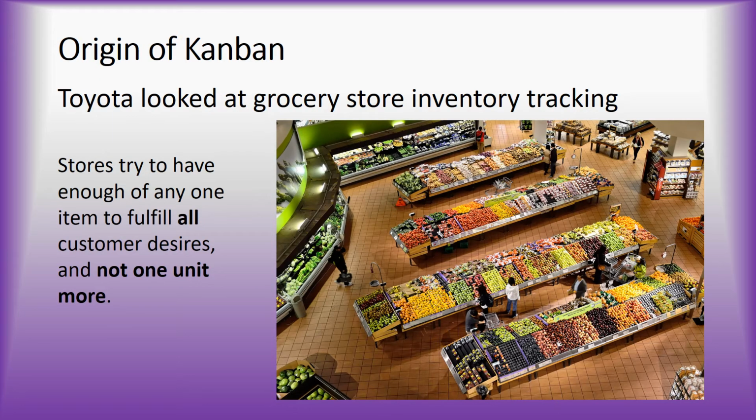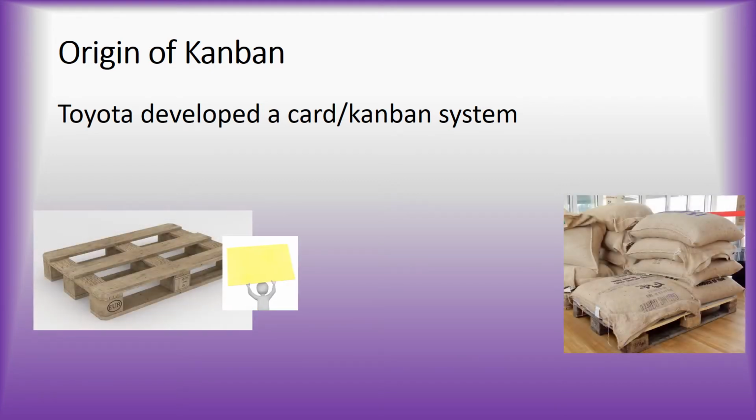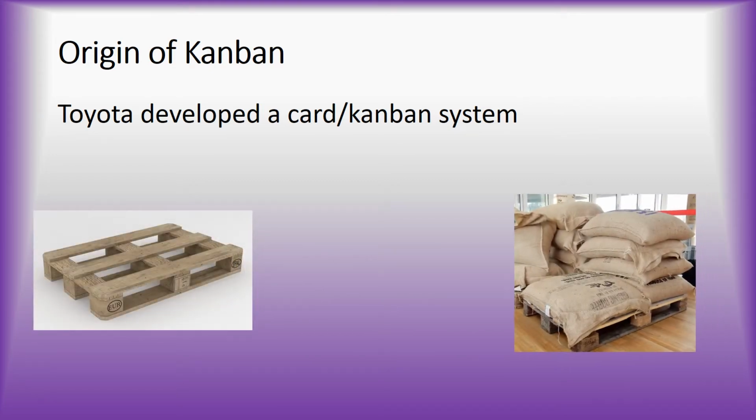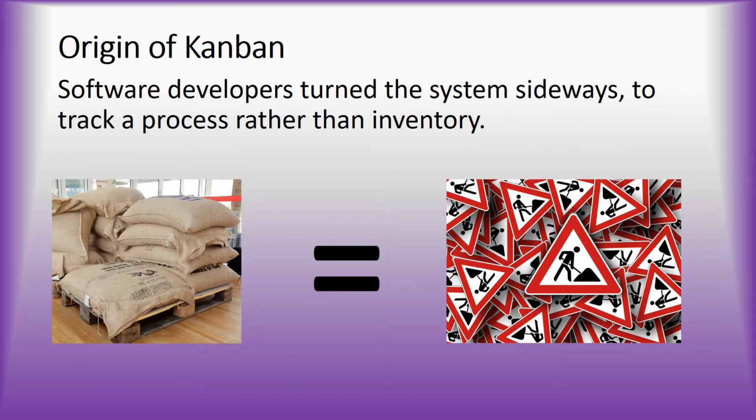Let's do a quick review of how Kanban evolved. Because foods spoil, grocery stores want to have all the food that their customers want to purchase, but not one unit more. Toyota used this as a basis of a card system that ensured their workers had all the parts they need, just as they needed them. Software developers turned the system sideways to track a process rather than an inventory. To control the chaos associated with software development, Kanban limits the work in progress rather than the stock on hand.